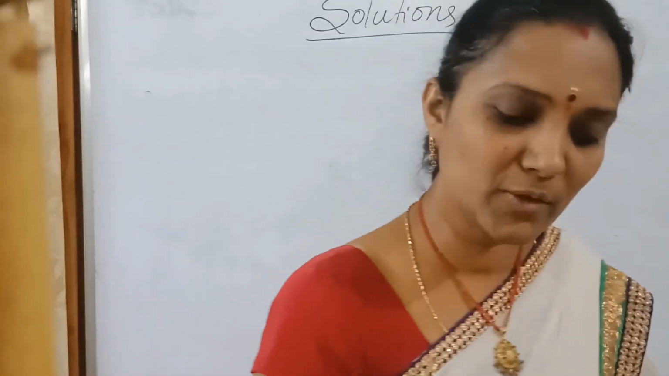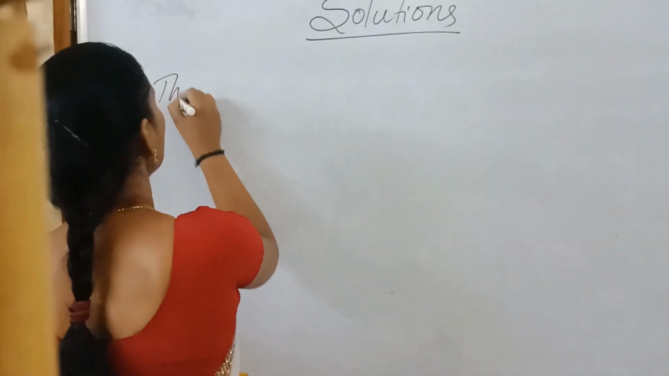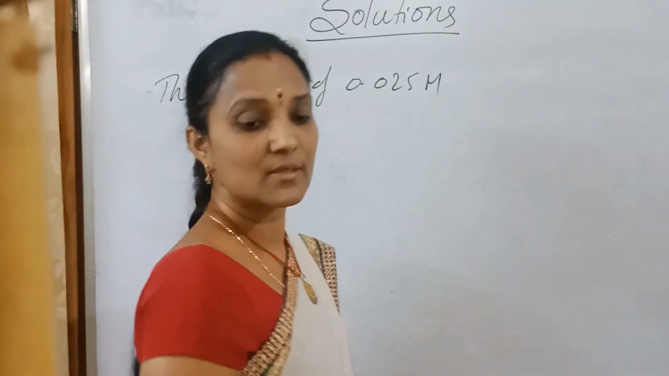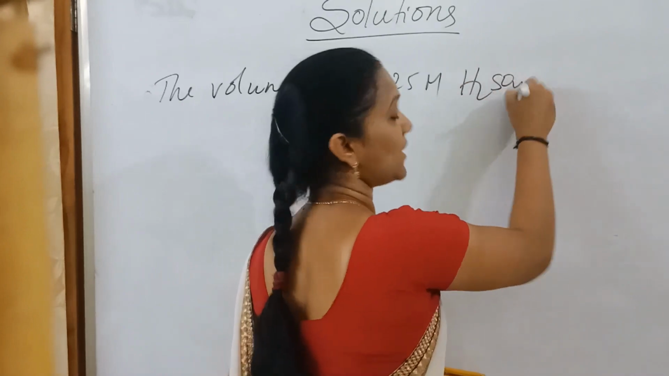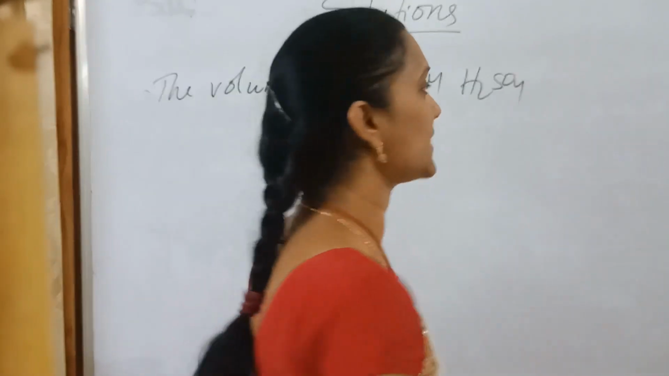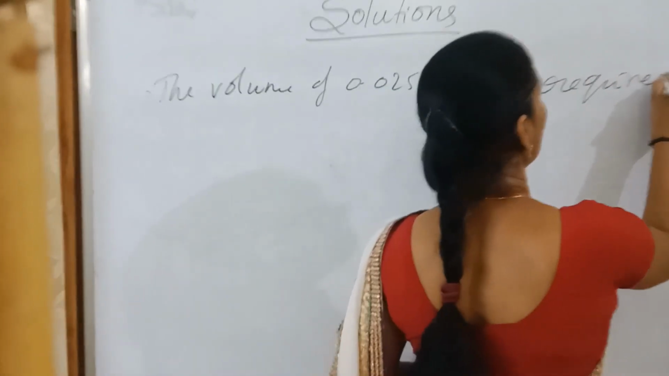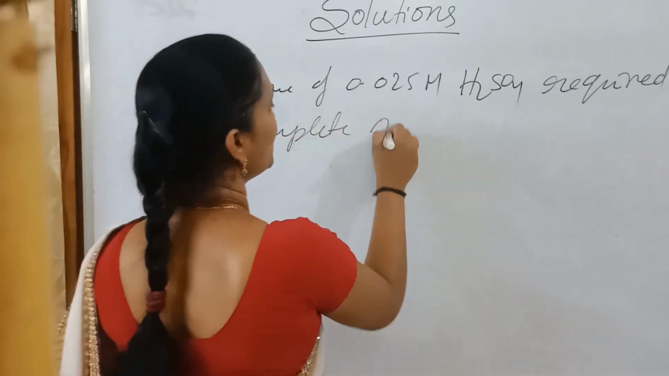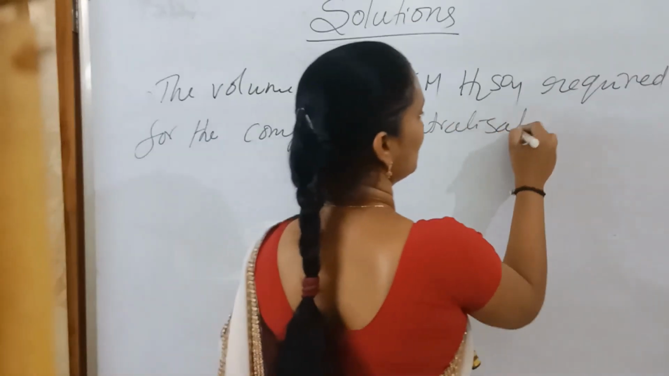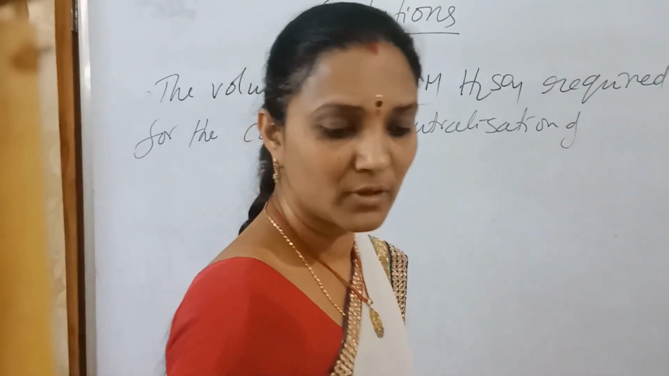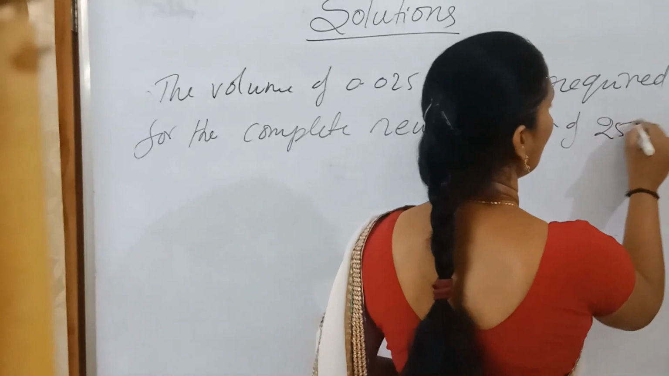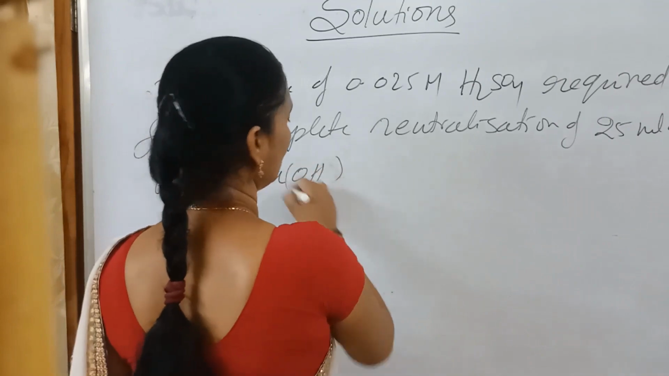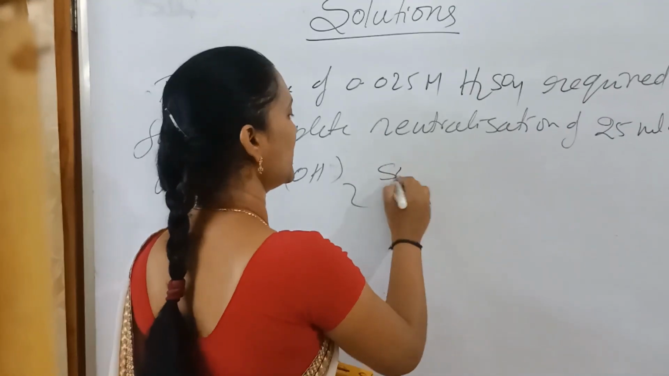The volume of 0.025 molar sulfuric acid required for the complete neutralization of 25 ml of 0.03 molar calcium hydroxide solution is, okay.